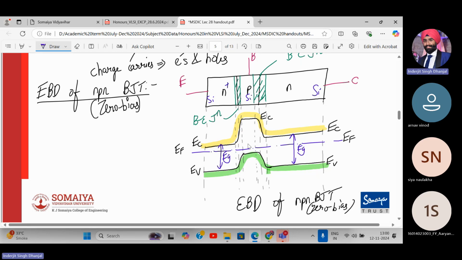So at zero bias, the net current density is zero. The current flowing through the BJT is zero under zero bias, under thermal equilibrium. Why is it zero throughout the transistor? Because the net electron current density due to drift and diffusion is equal to zero. Similarly, the net hole current density is also zero.